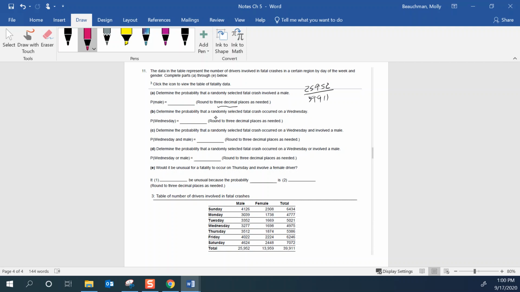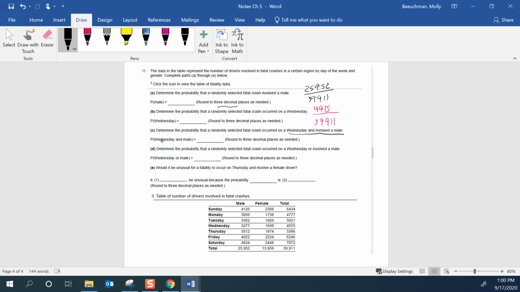Question B, determine the probability a randomly selected fatal crash occurred on a Wednesday. Okay, so Wednesday is what we want. So probability of Wednesday, the number of crashes that occurred on Wednesday total is 4975, divided by the total, 39,911.